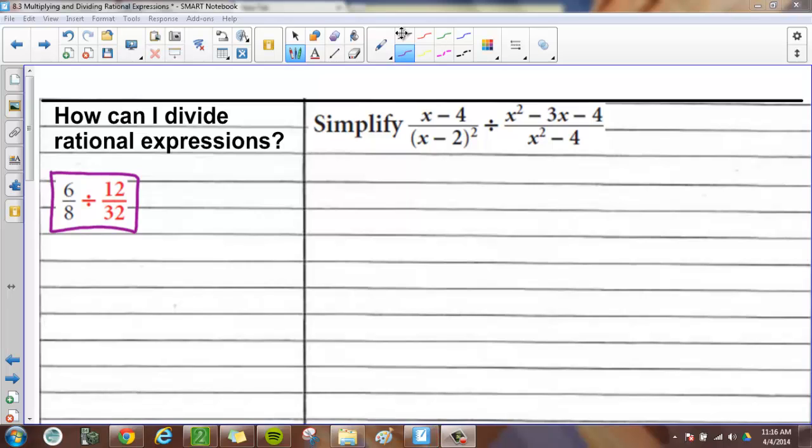Instead of doing this weird division thing, you take the dividend and flip it, and just change it to a multiplication. So instead of dividing, you just do 6 over 8 times, and then flop them, 32 over 12. Then you're multiplying now. So there's really no need to do any of the division. I'll let you look into why that works that way. I'm not going to go into that right now, but it works.